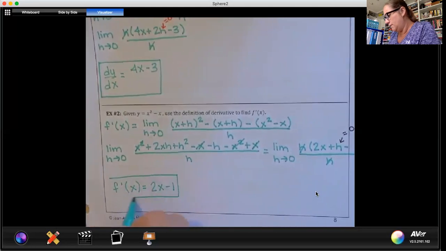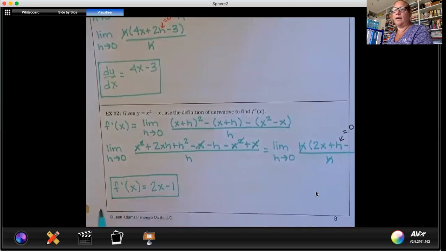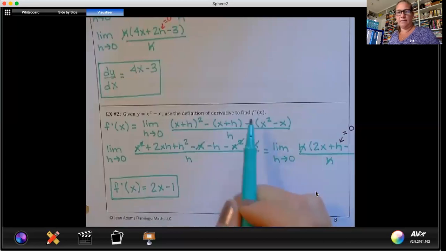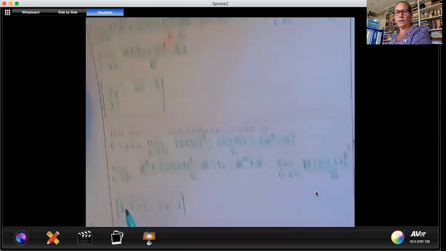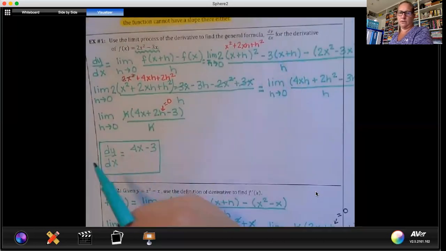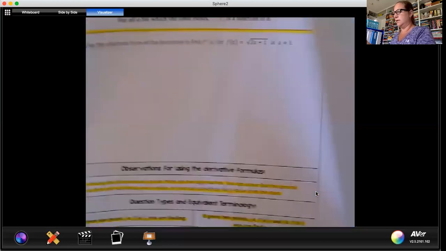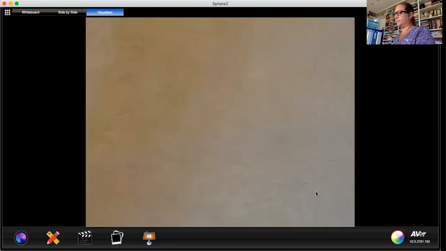It is important, even though the derivative has multiple ways for you to represent it, that you use what they tell you to in the problem. In this case, they say find f prime of x, so your answer should say f prime of x. In example number 1, it said find dy dx, so your answer should say dy dx. Even though they mean the same thing, make sure that you're using the correct notation.